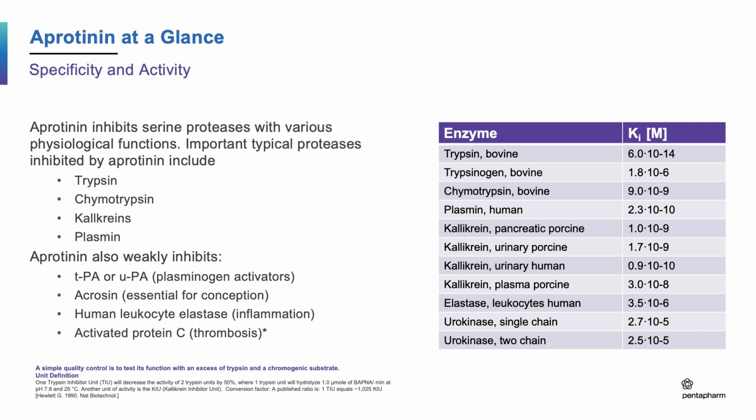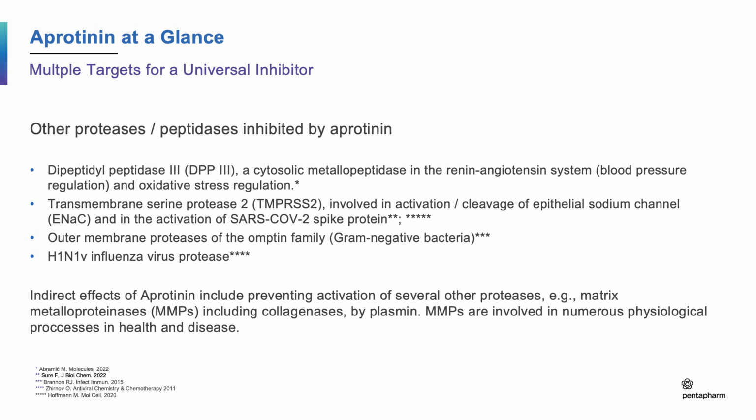This table shows the relative function, as measured by kallikrein inhibitor units, of aprotinin with different types of proteases. Aprotinin can be considered a universal inhibitor, as it has multiple enzymatic targets. Other proteases and peptidases that are inhibited by aprotinin include dipeptidyl peptidase 3, transmembrane serine protease 2, outer membrane proteases of the Omptin family, including gram-negative bacteria, and H1N1V influenza virus protease.